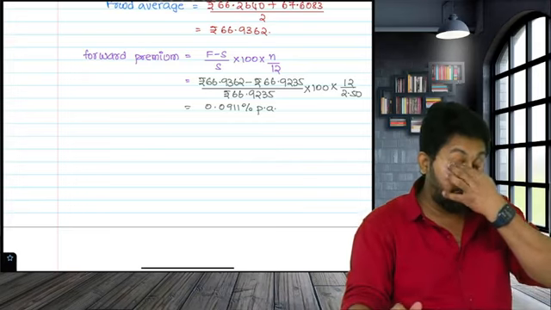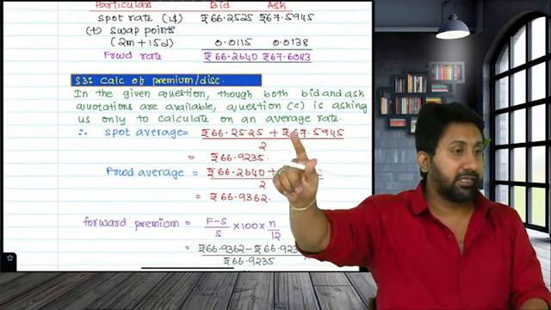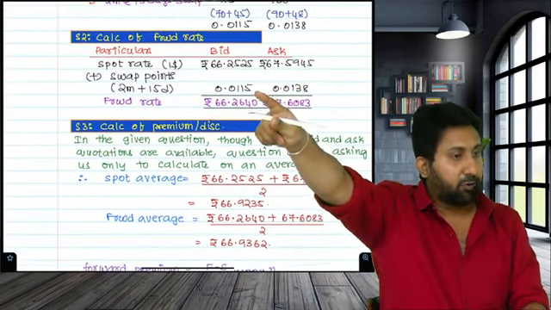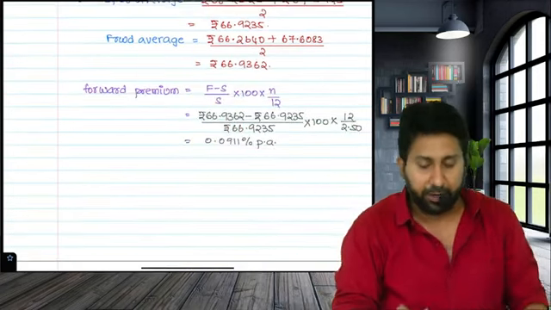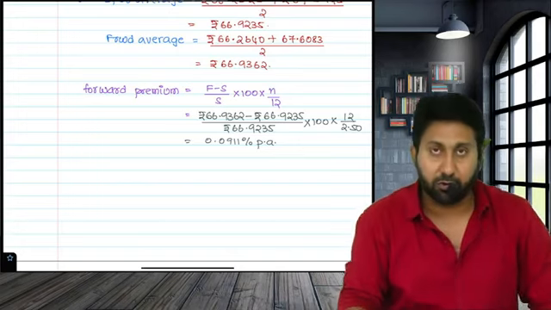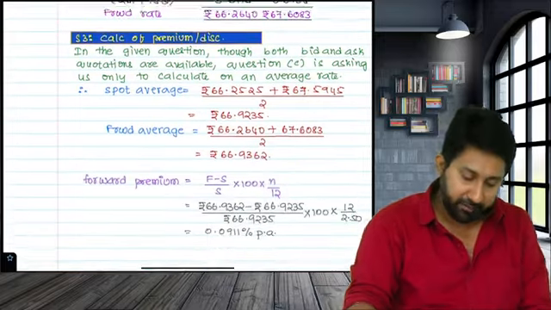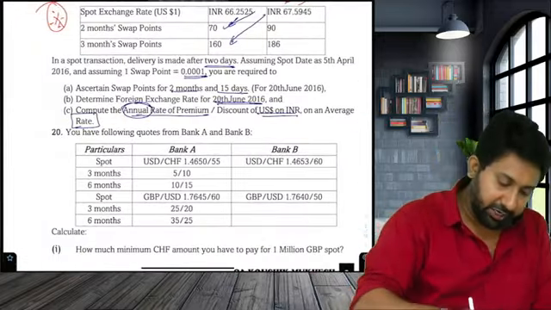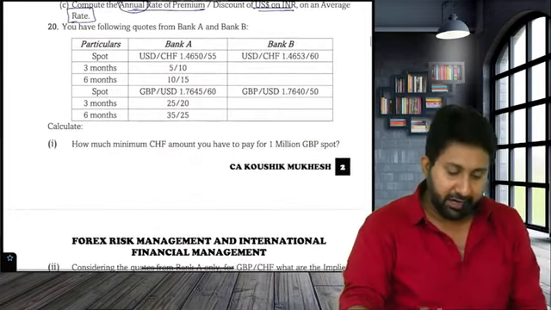But if you want the forward premium or discount, whatever you calculated, 66.9362, all these came because of adjusting 2.5 months swaps already. That means the obtained one is already for 2.5 months. So if we want per annum, we will be making it 12 divided by 2.5, and the answer is 0.911 percentage per annum. So this is question number 19. So 18, 19 completed.